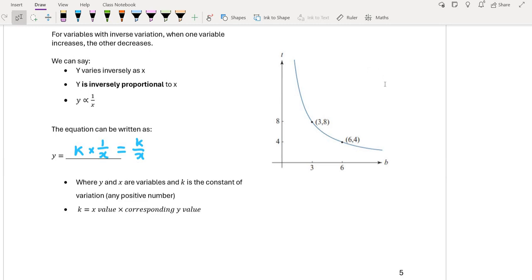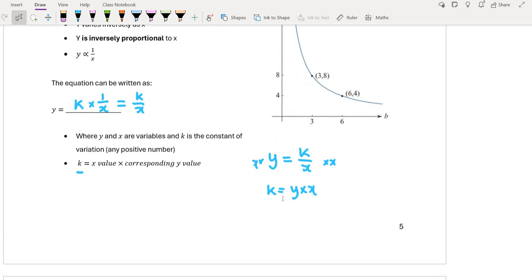Now, because our equation is a little bit different, to find our k value, we are just doing a little bit of algebra. So times-ing x on both sides to make k on its own. So k is y times x. So if something is inversely proportional, to find the k value, you can do x times y. And you know that it follows this equation.